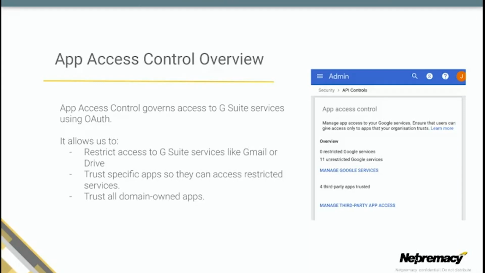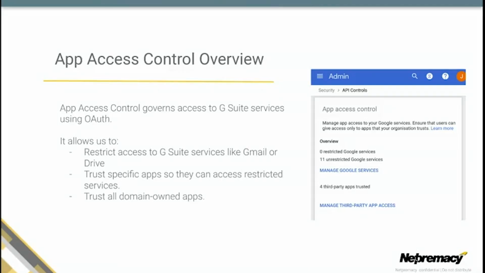For those that aren't familiar with what app access control is, app access control simply governs access to the G Suite service scopes via OAuth. And as mentioned, a lot more of these secure apps are using OAuth rather than requiring the username and password. So they are very, very common to see in a standard user environment.